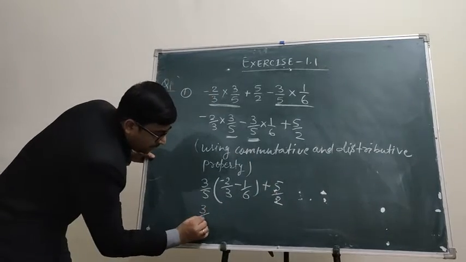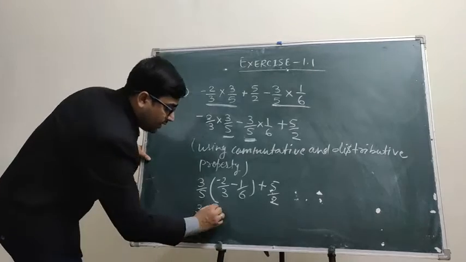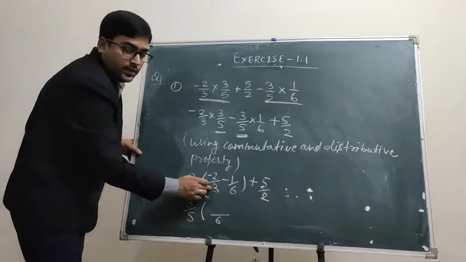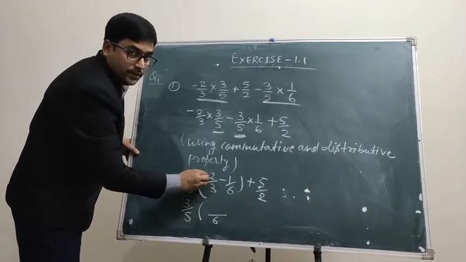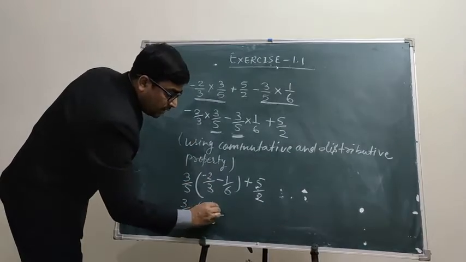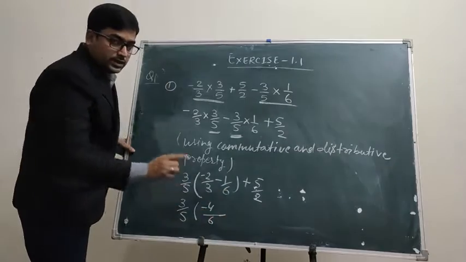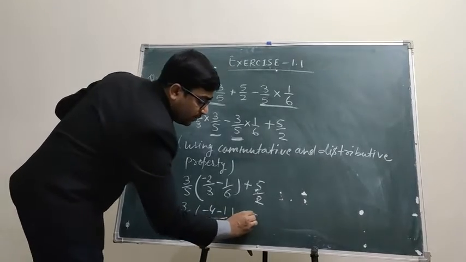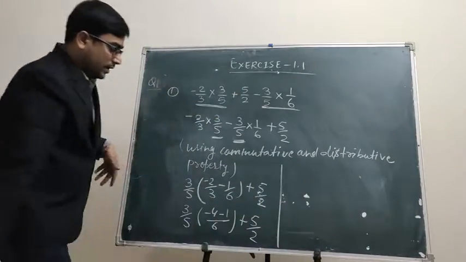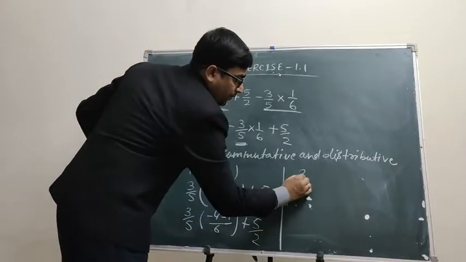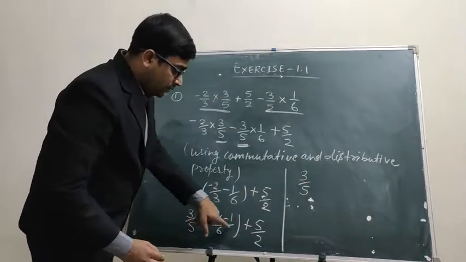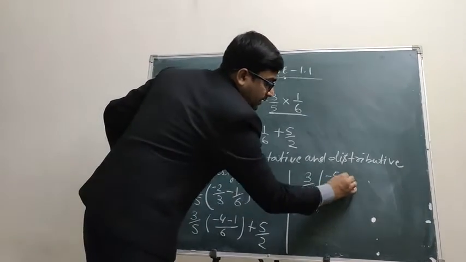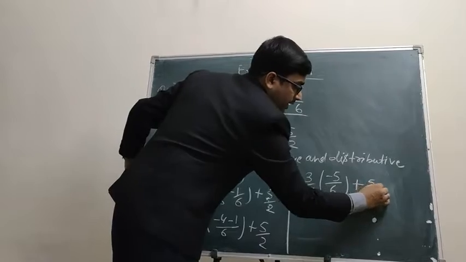3 by 5. First you have to solve the bracket part. LCM of 3 and 6 is 6. 6 divided by 3 we get 2. 2 multiplied with minus 2, minus 4. Then 6 divided by 6, 1. 1 multiplied with minus 1, we get minus 1. Then plus 5 by 2. Then what we get? 3 by 5. Solve this. Minus 4 minus 1, minus 5 upon 6, plus 5 by 2.